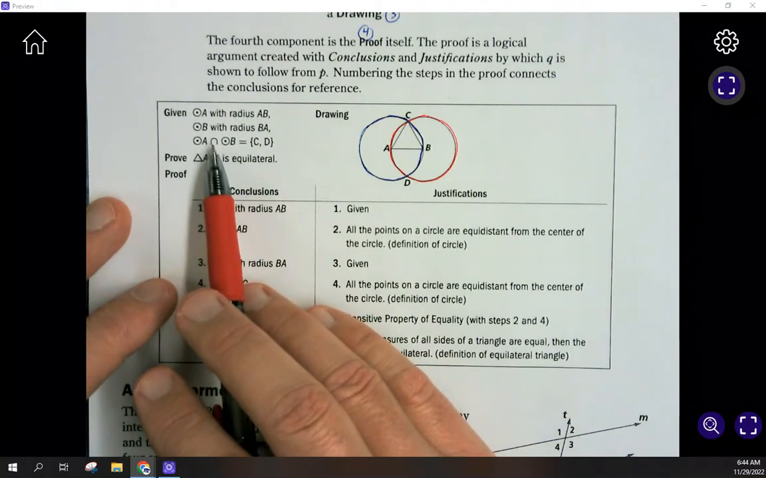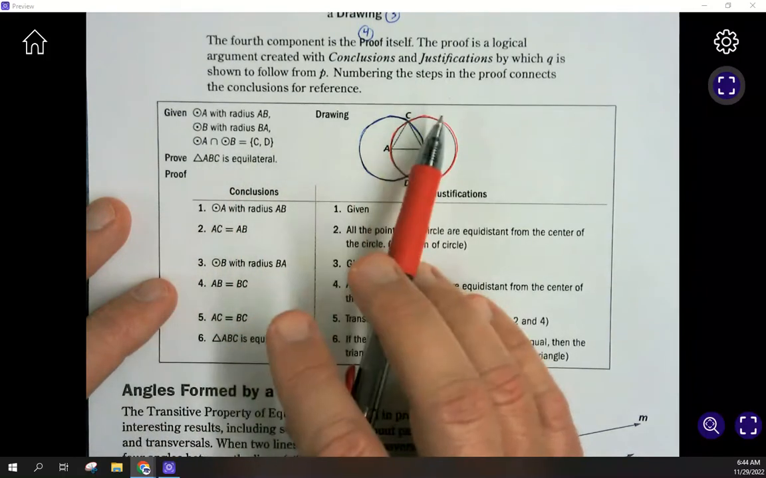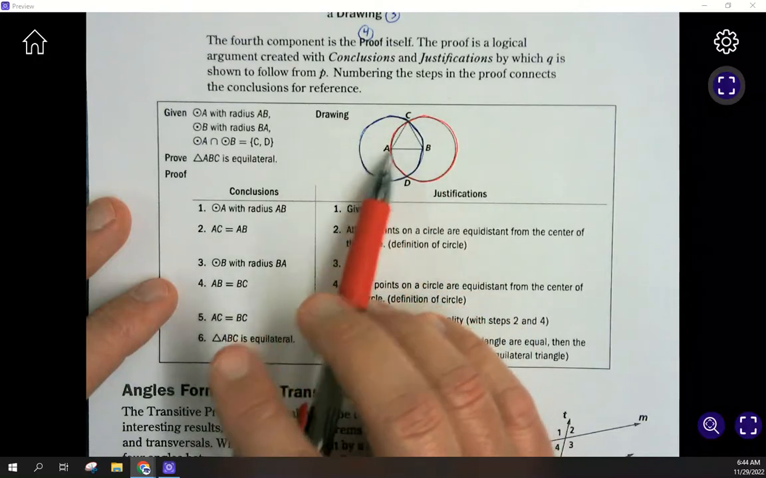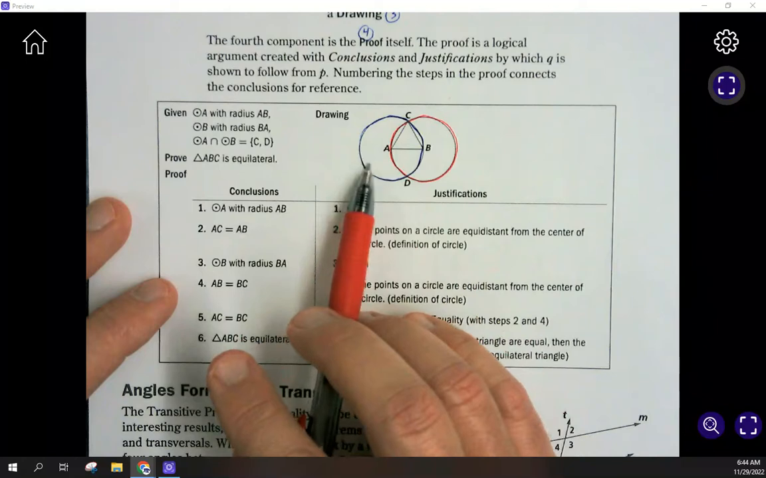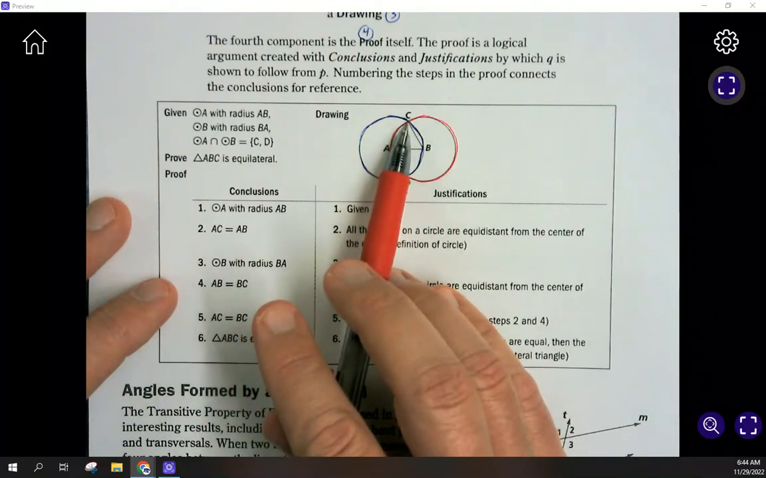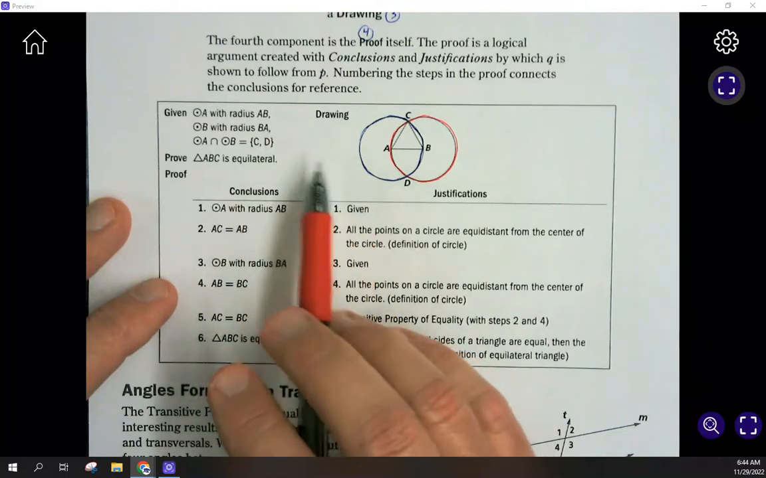Okay, this is the intersection. So just what do they share? They only share points C and point D. Okay, we're not counting the inside of these circles, just the outer edge. What is common between these two circles? The only places that they cross are point C and point D. That's what this is saying right here.